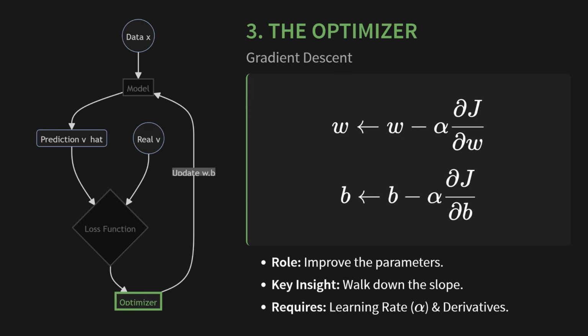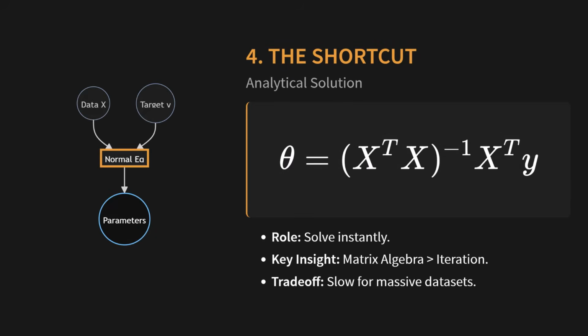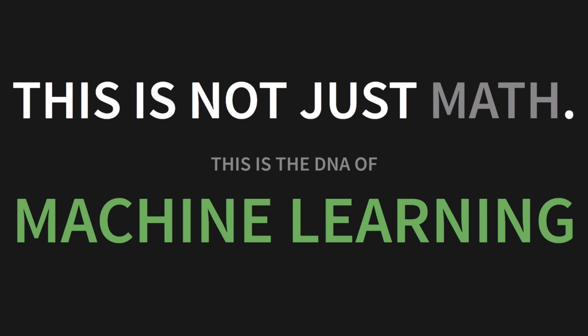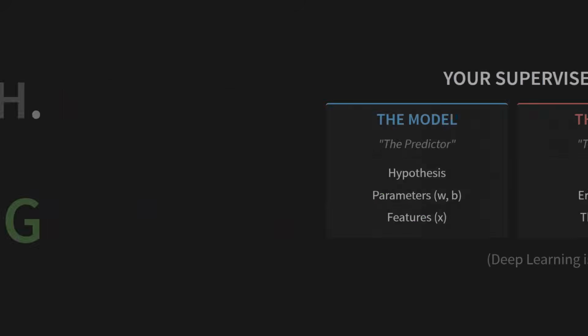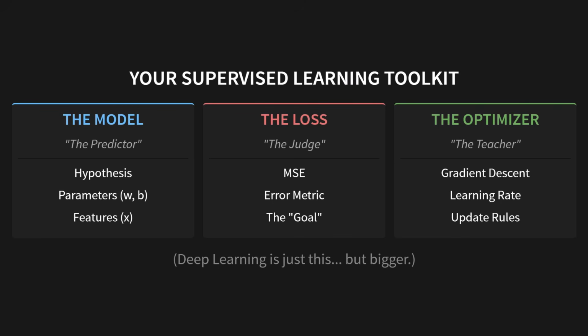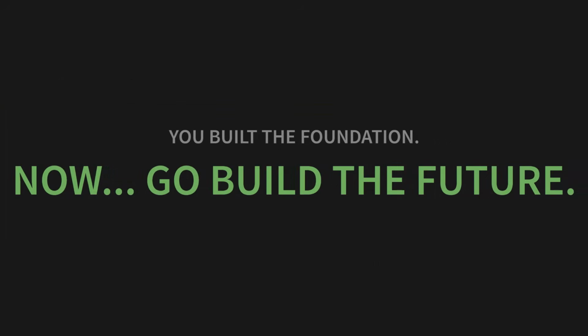Round and round. But here's the thing. This is not just math. This is the DNA of machine learning. Your new supervised learning toolkit. The model is the predictor. The loss is the judge. The optimizer is the teacher. And here's the secret. Deep learning is just this, but bigger. You've done it. You've built the foundation. Now, go build the future.